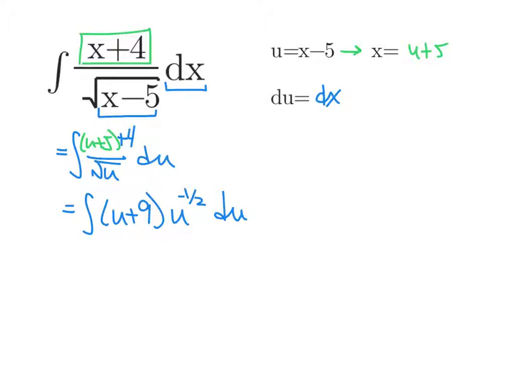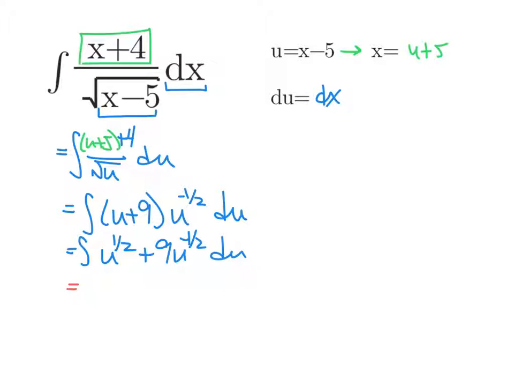Now, before we actually take the integral, I'm going to simplify this expression a little bit further by distributing the u to the negative 1/2 inside of u + 9. Doing that, u times u to the negative 1/2 is u to the positive 1/2, plus 9u to the negative 1/2 du. And I'm ready to integrate.